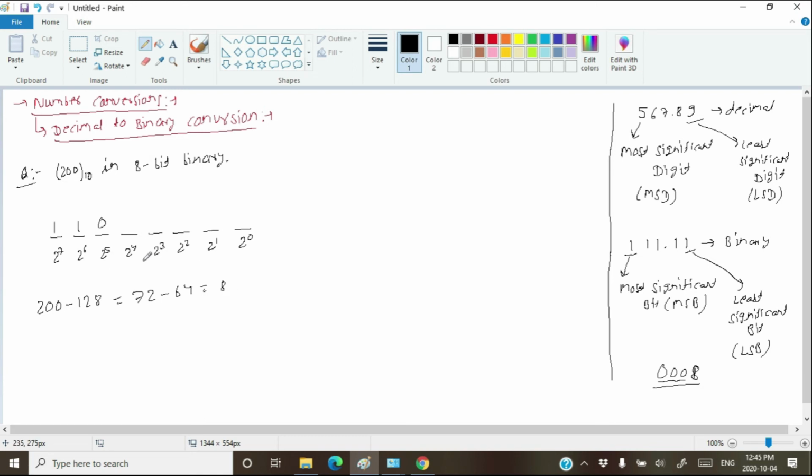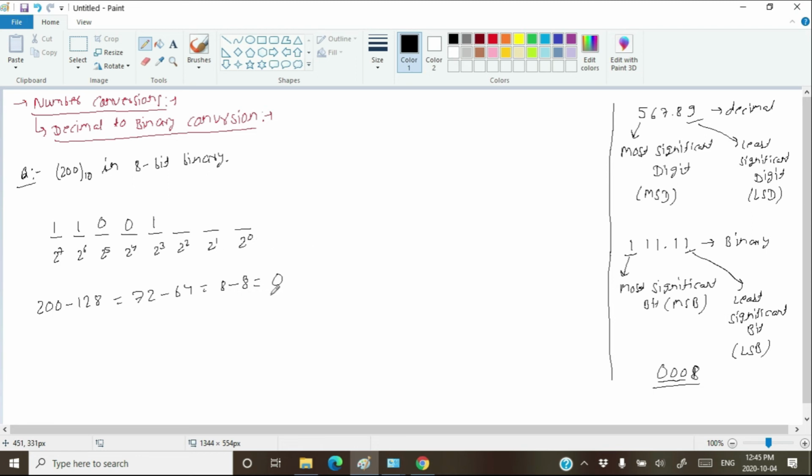You cannot include it. Can I include 2 to the power 4, that means 16, in my binary? No, 16 is more than 8. You cannot do. So right here 0. Can I include 2 to the power 3, meaning 8, in my binary? Yes, you can do that because 8 is equal to 8. The result of 8 minus 8 will be 0 and here you should write 1.